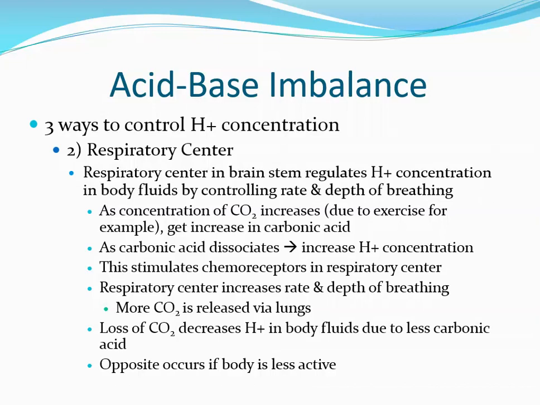as we exercise, we're going to use more glucose for energy, and this is going to create more CO2. As the levels of CO2 increase, this will result in an increased production of carbonic acid. As the carbonic acid dissociates, you will see an increase in hydrogen ions, and the pH will begin to drop. As the plasma travels through the brain, it will stimulate chemoreceptors in the respiratory center. The respiratory center responds by causing the depth and rate of breathing to increase.